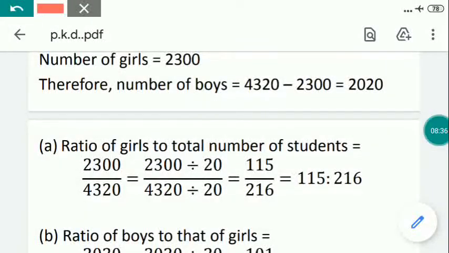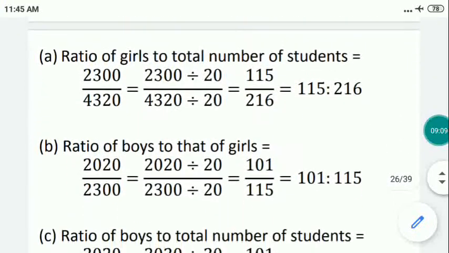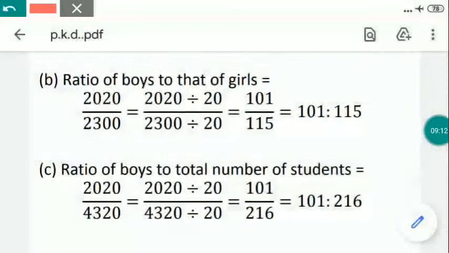Now first, ratio of girls to the total number of students. Girls are 2,300 and total students are 4,320. So 2,300 upon 4,320. Find its lowest form. Divide numerator and denominator by highest common factor 20. So you get 115 upon 216. So the ratio is 115:216.